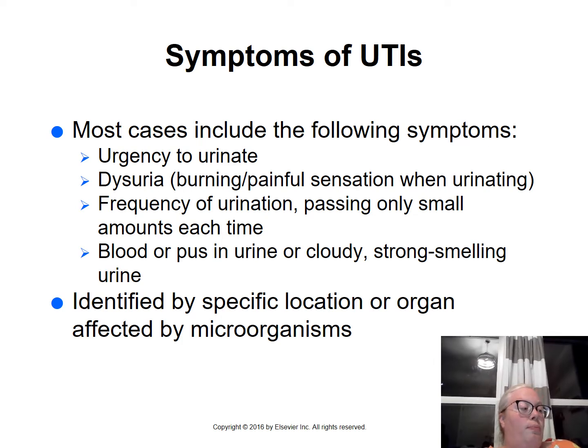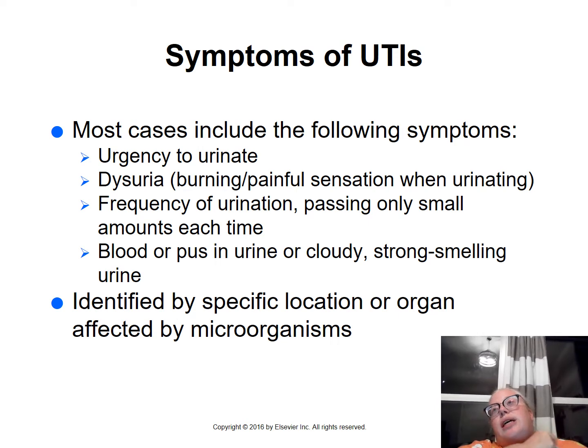They may complain of an uncomfortable pressure above the pubic bone, a fullness in the rectum. That's especially true with men. Pain in the back or side below the ribs. And again, that's typically where your kidneys are, in the back below the ribs. And that could especially be true if the infection was like a pyelonephritis up in the kidneys. Nausea, vomiting, fever, irritability, and also a loss of appetite. This is more common in kids, but it can also be present in adults.